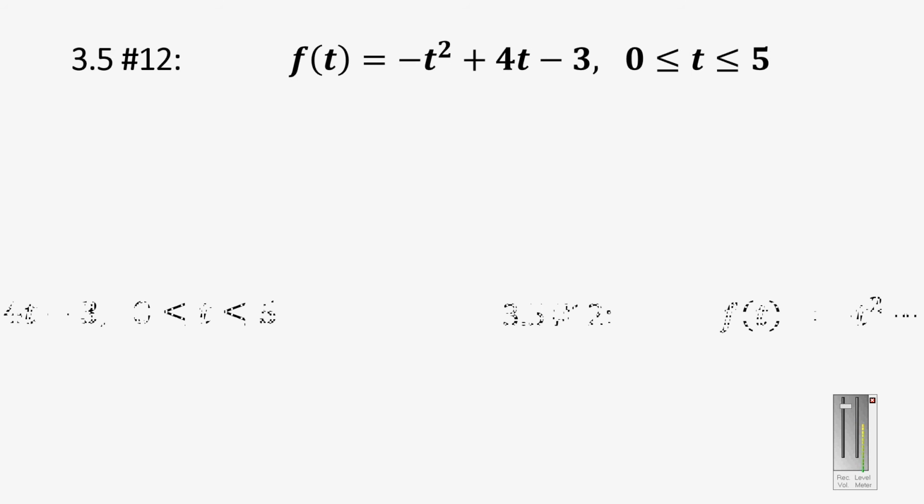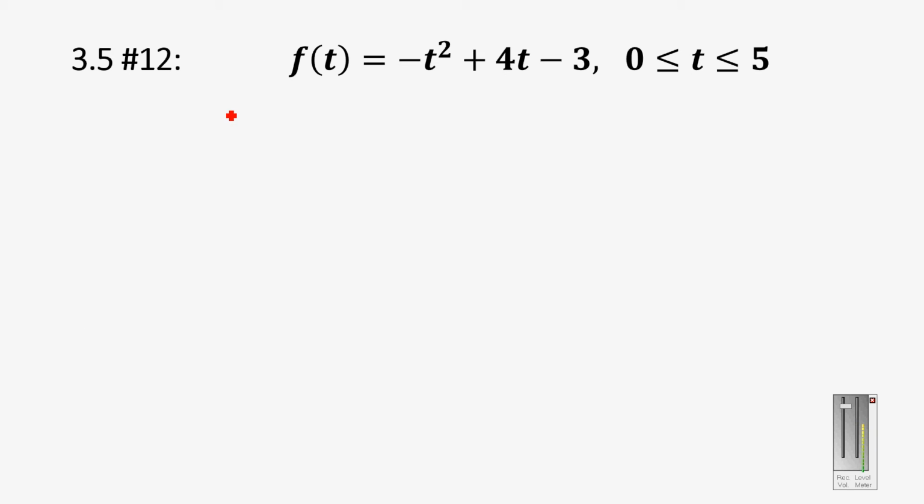So first of all, I'm looking at this. F of t equals negative t squared plus 4t minus 3 from 0 to 5. And we want to graph the position function, find and graph the velocity function. When is the object stationary, moving to the right, moving to the left. Determine the velocity and acceleration of the object at time t equals 1, and determine the acceleration of the object when the velocity is 0.